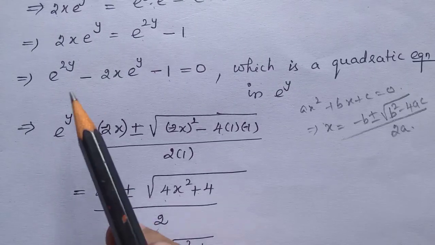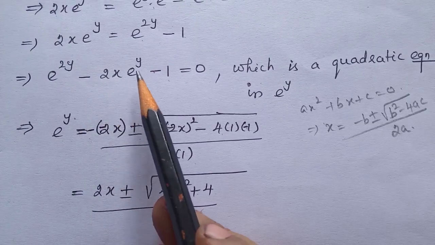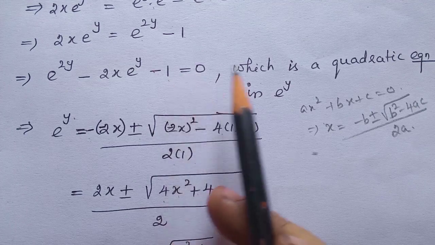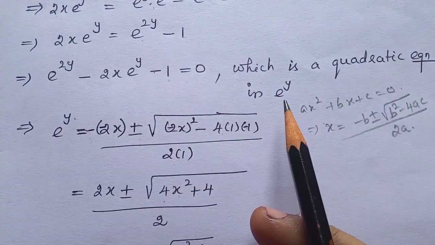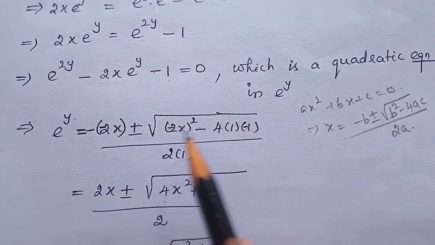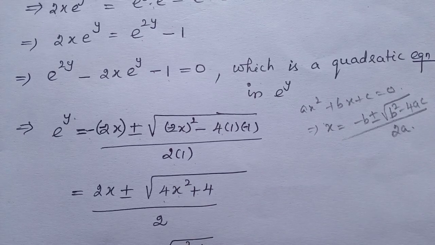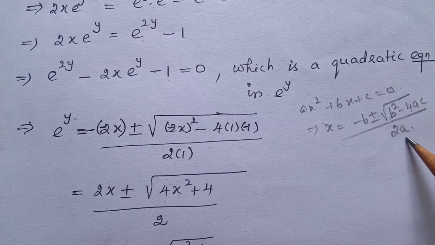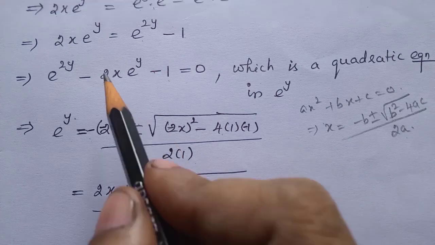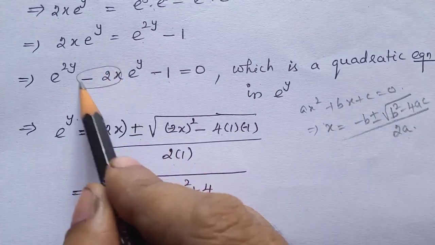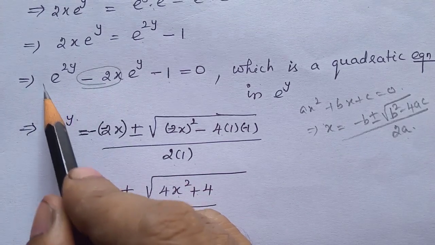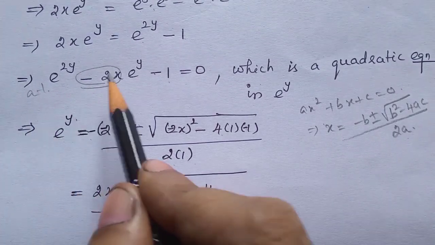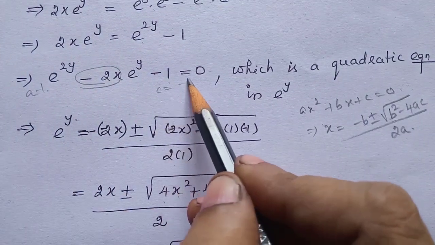So e power 2y minus 2x into e power y minus 1 equals 0, which is a quadratic equation in e power y. In a quadratic equation we know the solution is x equals minus b plus or minus root of b square minus 4ac divided by 2a. So here a equals 1, b equals minus 2x, and c equals minus 1.